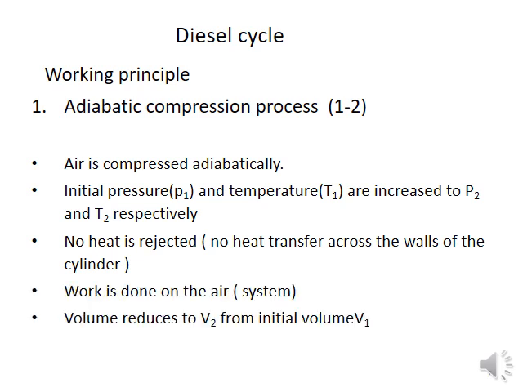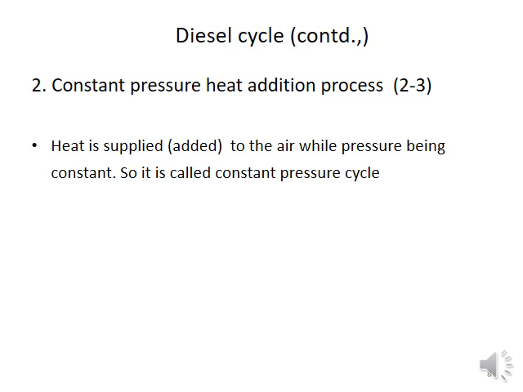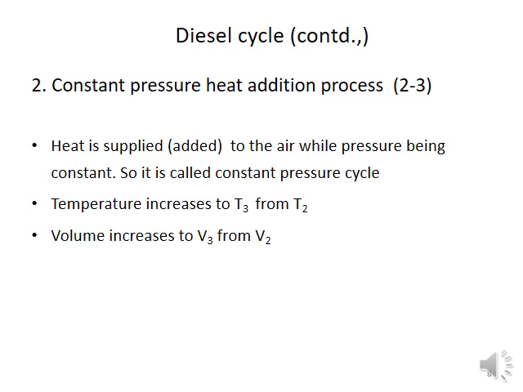Next, coming to the second process. What is the second process? 2 to 3, heat addition at constant pressure. Heat is supplied to the air while the pressure remains constant, so it is called a constant pressure cycle. In the TS diagram we see that the temperature increases from T2 to T3, and the volume increases from V2 to V3.